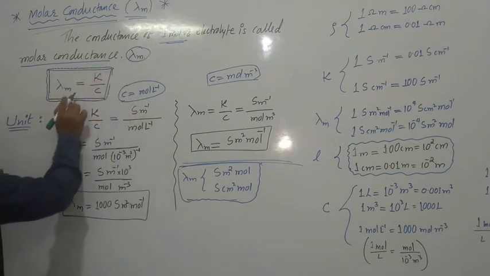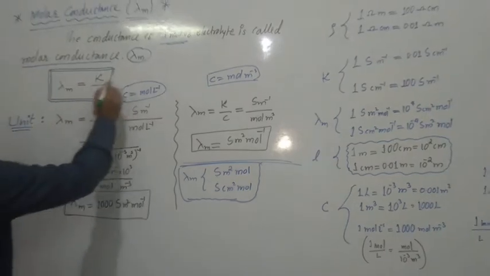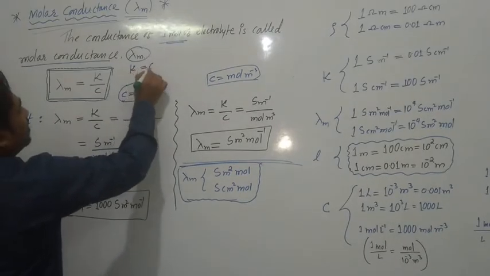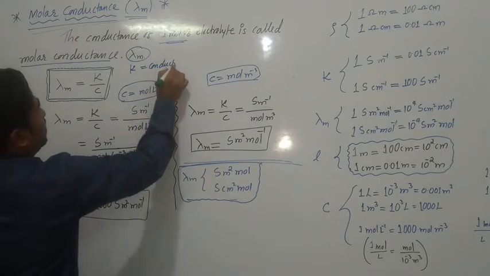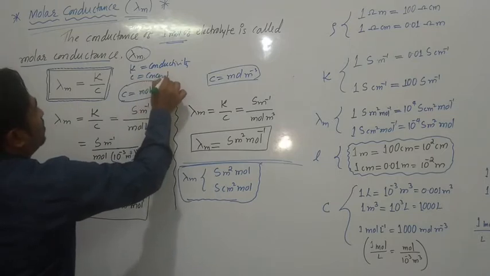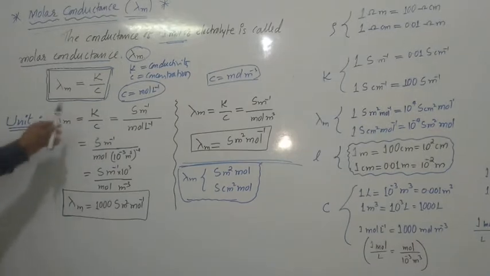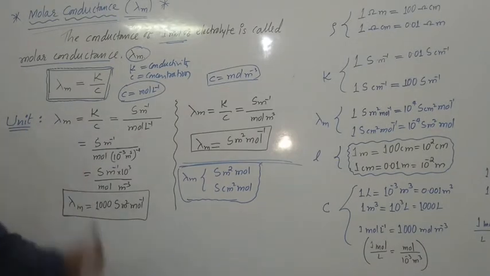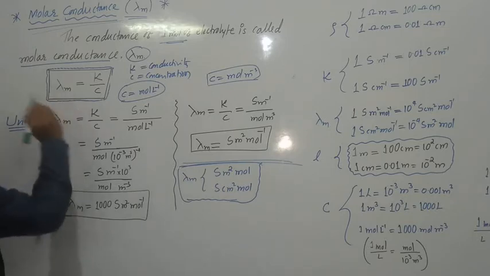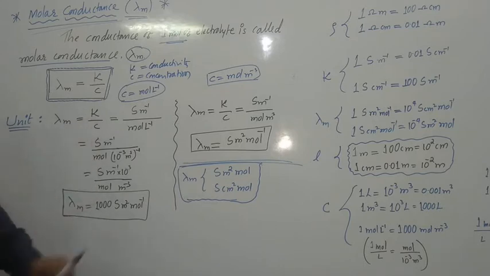Lambda m is equal to, what is this? Kappa divided by C, where kappa is conductivity and C is the concentration of the electrolytic solution. Please remember this is a very important formula. By using this formula we are going to solve so many numerical problems.